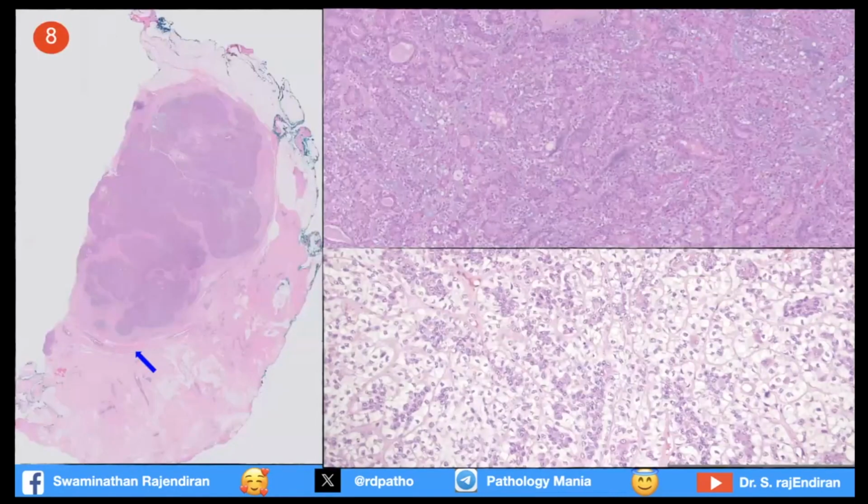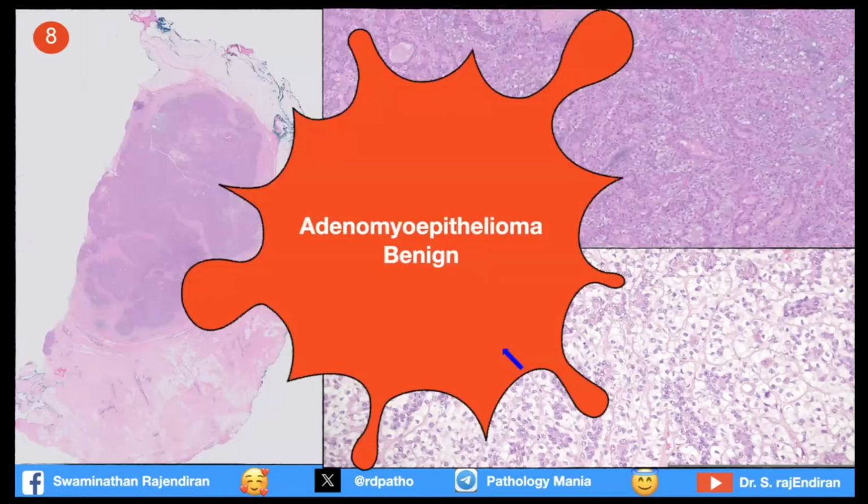Moving to case number 8, a well-circumscribed tumor. Here you see some of the cells have eosinophilic cytoplasm, and some of the cells have vacuolated cytoplasm. Here you can see 2 types of cells: these are epithelial, these are myoepithelial. So it is a combination of epithelial and myoepithelial cells, so it is known as benign adenomyoepithelioma.